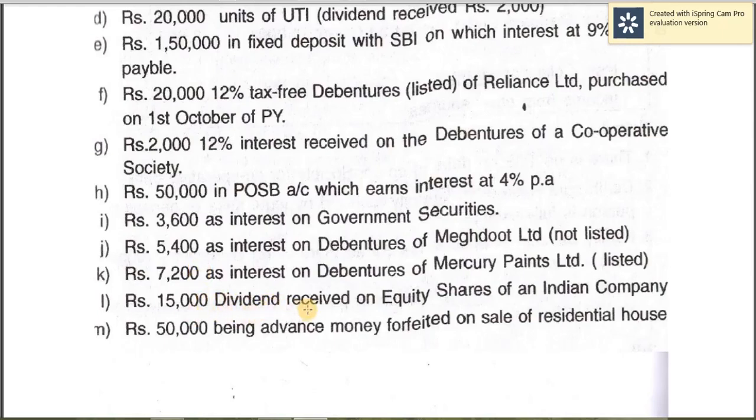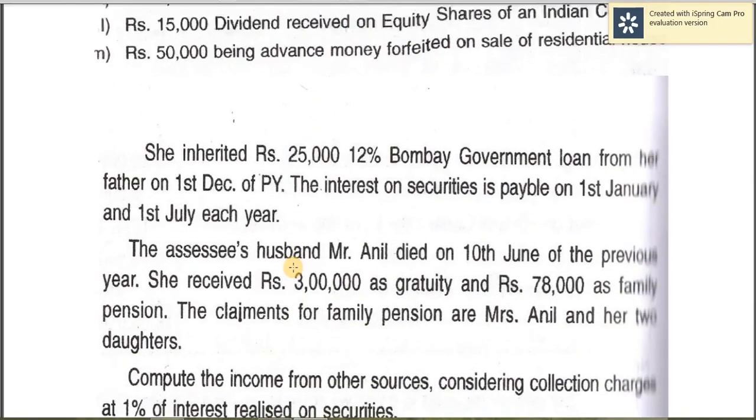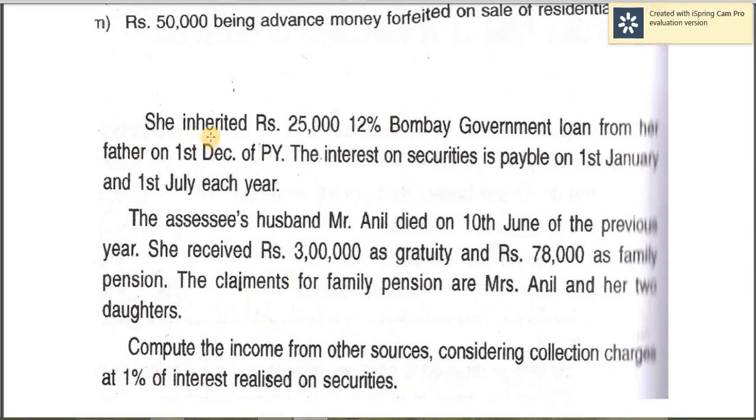And 15,000 dividend received on equity shares of an Indian company is exempt from tax, because dividend from a domestic company is exempt up to 10 lakh. 50,000 being advance money forfeited on sale of residential house is taxable under income from other sources. She inherited 25,000 12% Bombay government loan from her father on 1st December of the previous year.